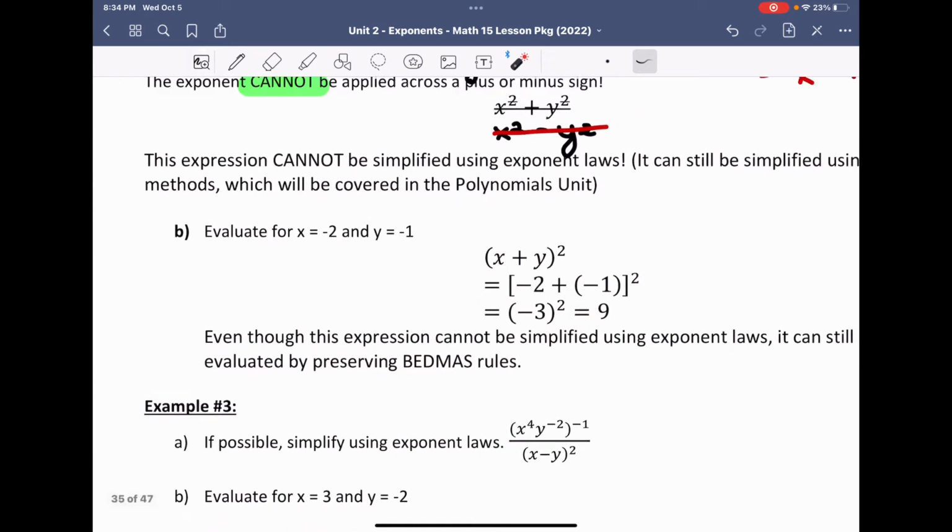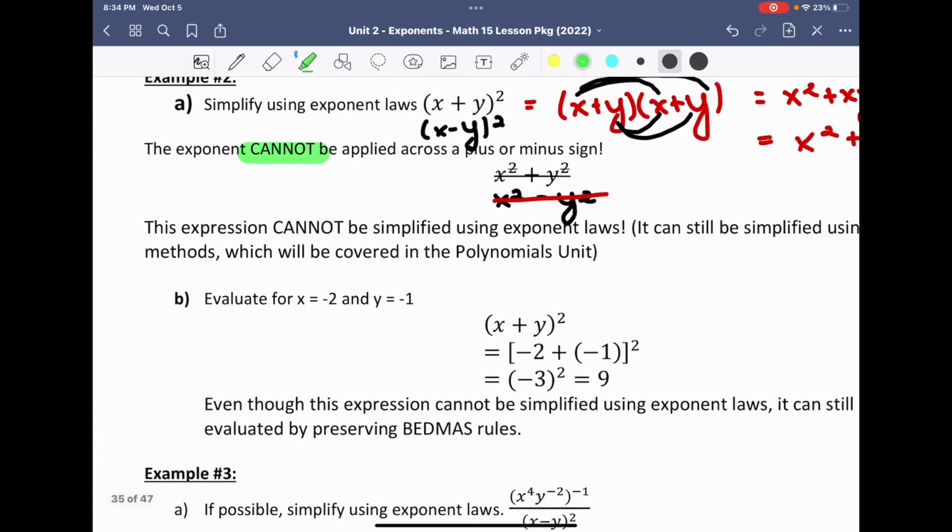Now, I want to really highlight this from above. The expression where we have something being added or subtracted within brackets, like this one here, 2 things being added or subtracted by power, or in the brackets with a power on the outside, they simply cannot be simplified using exponent laws. So we can't just do our squared. Like we said before, we actually would get some term like this if we expand it out properly.